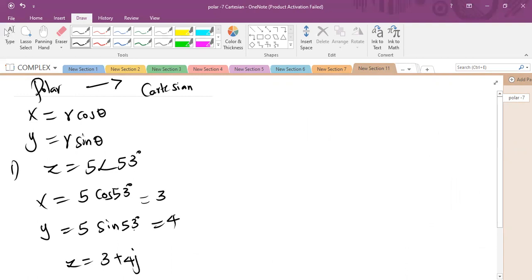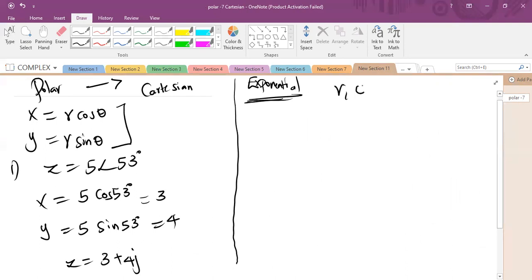And similarly for the rest of the values, converting to Cartesian from polar, you just write this. Now, the same way, if you want to convert to exponential form, you're just getting the value of r and theta. So it's more or less the same as converting to polar. However, the only difference is that now your theta has to be in rads.